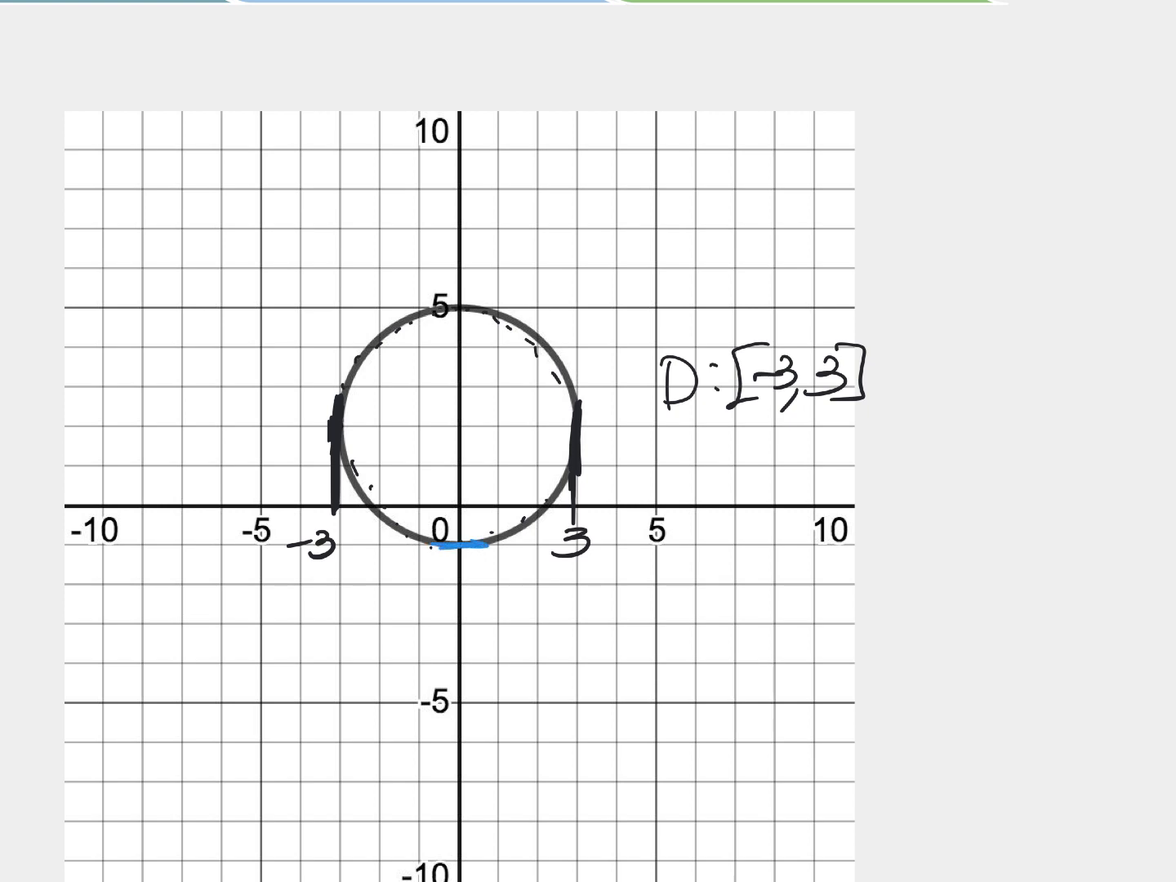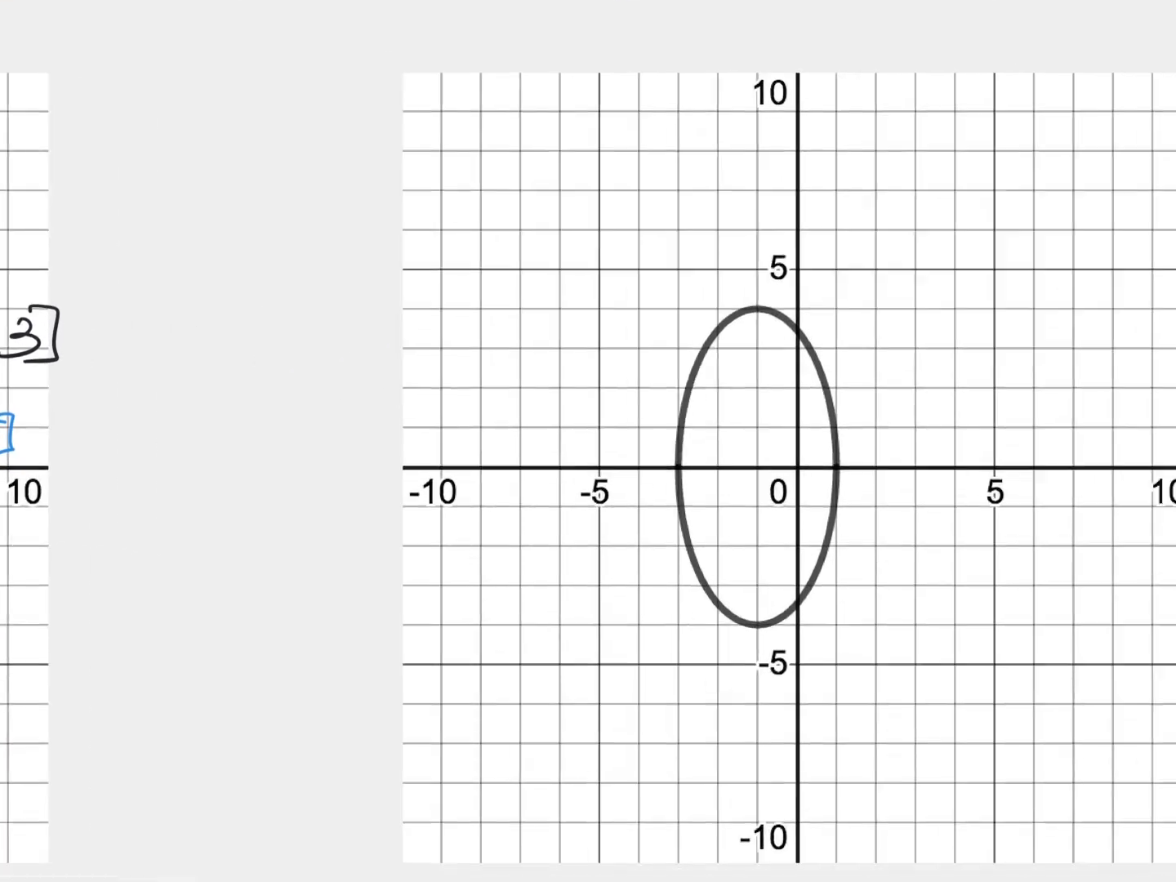For range, we start at the bottom. Now that is the lowest it goes. And again, I can follow my circle in either direction, so I can circle it up to the right or circle it up to the left, but the highest I go is 5. So my range would be -1 to +5, and that's it. That's all we really have to establish here.